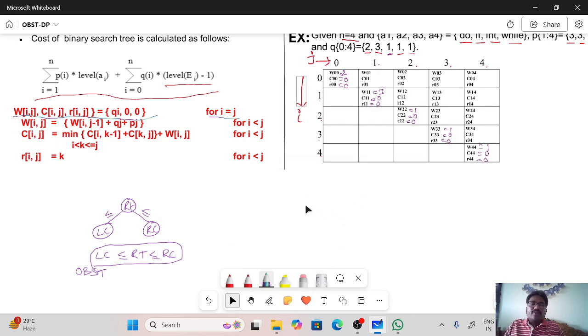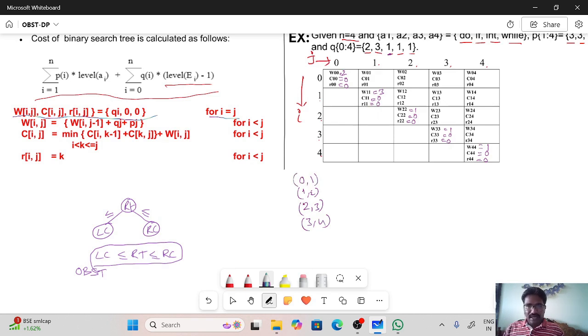So I first filled the initial case. Now I am going to repeat with a difference of 1 between j and i. With the difference 1, what are the cells I am going to get? 1 2, 2 3, 3 4. So first I am going to fill 1 2, 2 3, 3 4 and also 0 1.